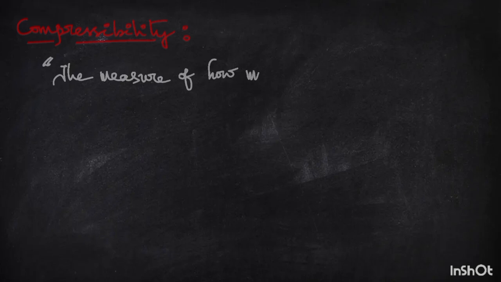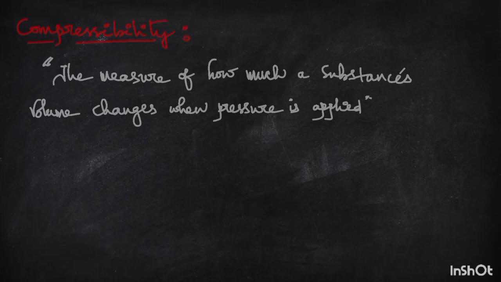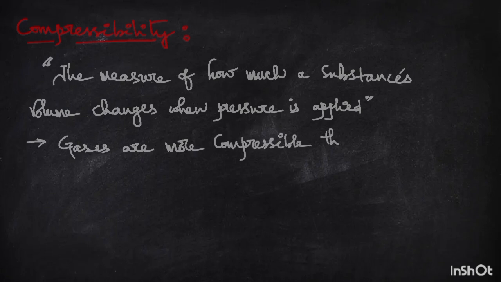Compressibility of substances gives the information how much volume is changed on the application of pressure. Compressibility of gases is too large compared to the compressibility of liquids and solids. Gases are more compressible because the space between the particles is too far compared to liquids and solids.